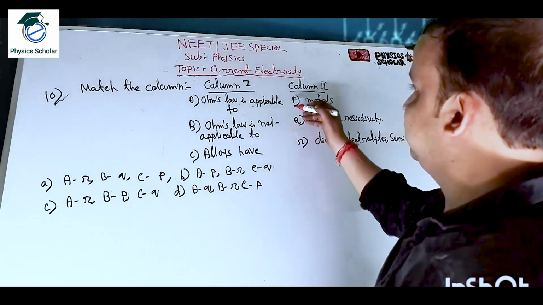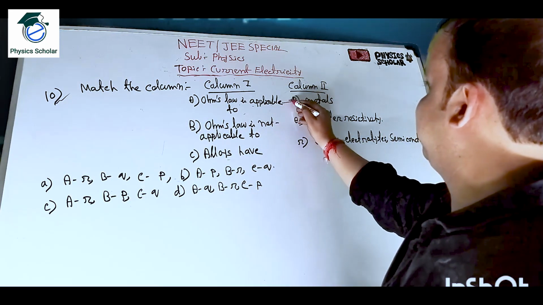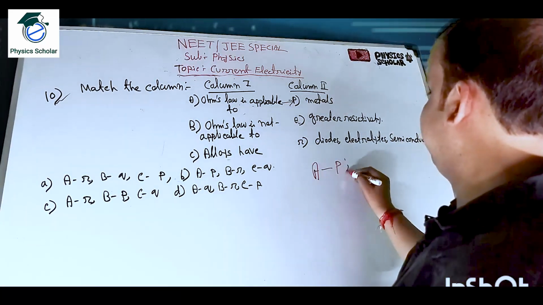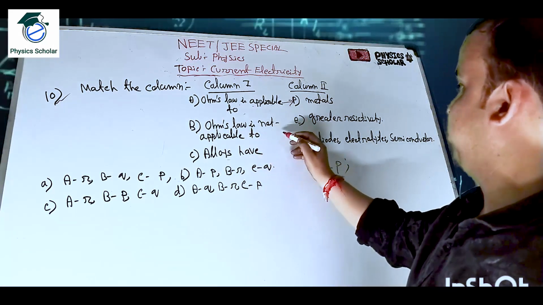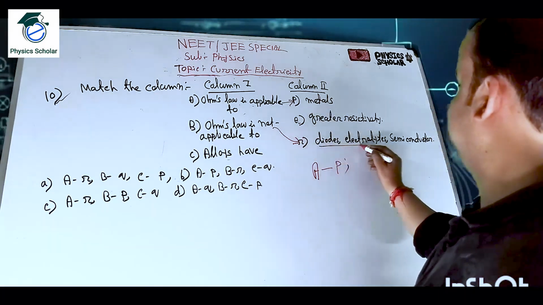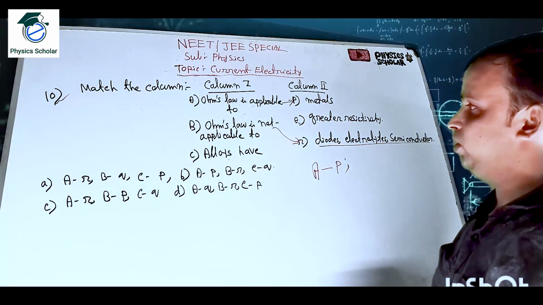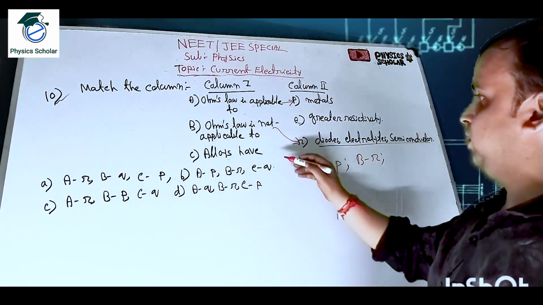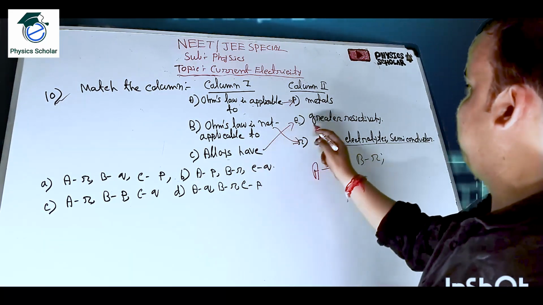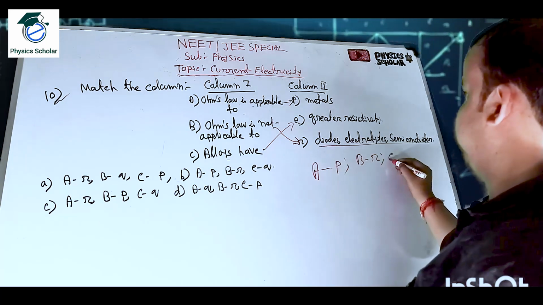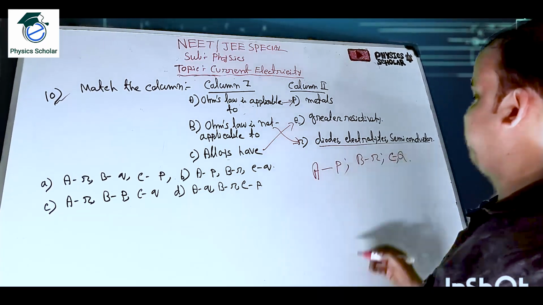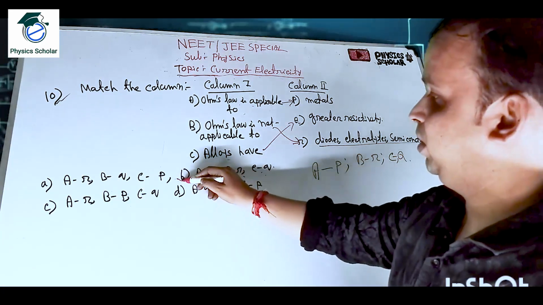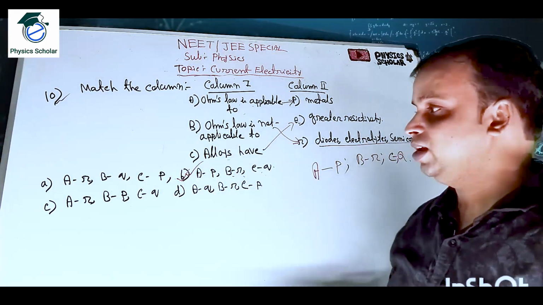So very easy. Ohm's law is applicable to metals, that means A is matching with P. Clear? Ohm's law is not applicable to semiconductor, diode, triode, electrolytes, that means B is matching with R. And the rest: alloys have greater resistivity, so C is matching with Q. Clear? Now AP, BR and CQ, that means option number B will be correct.